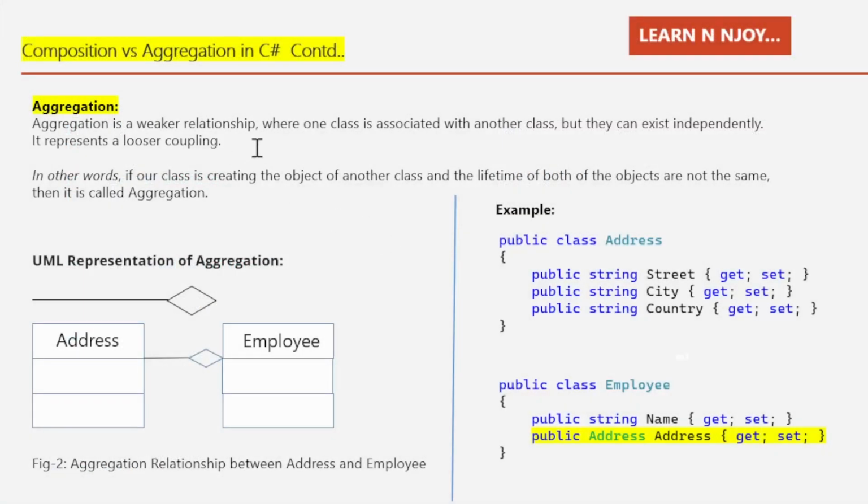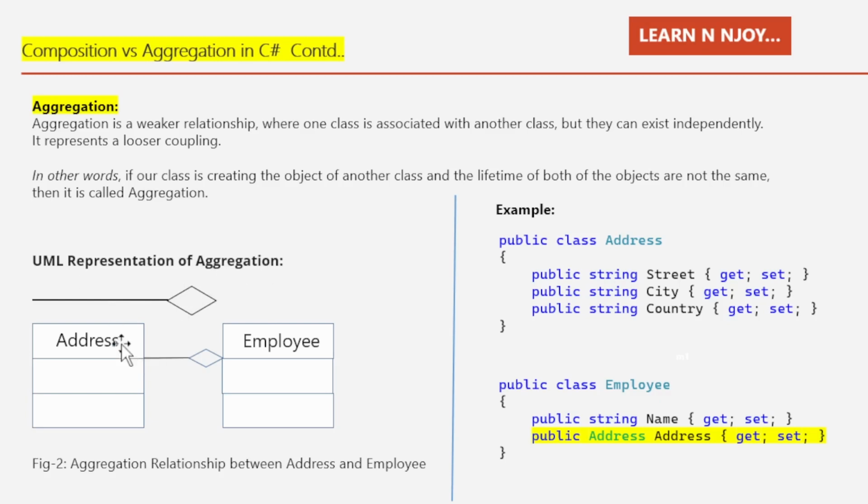Aggregation is a weaker relationship where one class is associated with another class, but they can exist independently. It represents a looser coupling. In other words, if our class is using the object of another class and the lifetimes of both objects are not the same, then it is called aggregation. Now, this is the way we represent aggregation in the UML diagram: basically one single line and a hollow diamond, right?